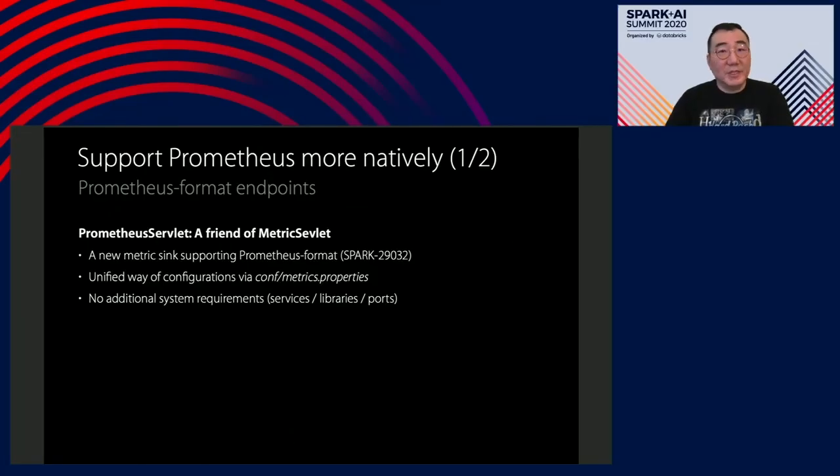To support Prometheus monitoring more natively, Spark 3 adds a new MetricsSink. It's called Prometheus Servlet. You can enable it very easily by using the metrics.properties file in the Spark conf directory. There is no additional system requirement.